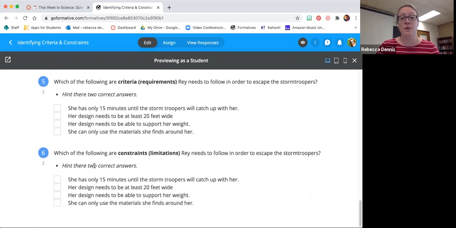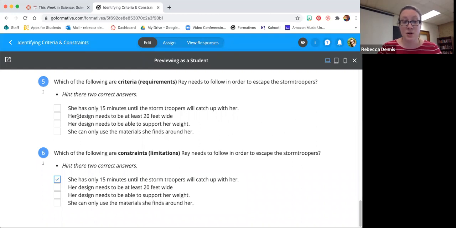All right, looking at our requirements and criteria again. All right. So she only has 15 minutes until the stormtroopers will catch up with her. Okay, so I'm seeing the word only. That makes me think that's probably going to be a constraint. Okay, again, there's two correct answers for both of these.